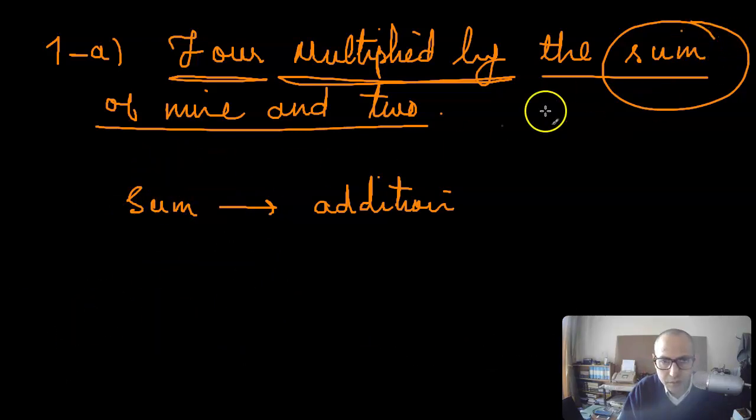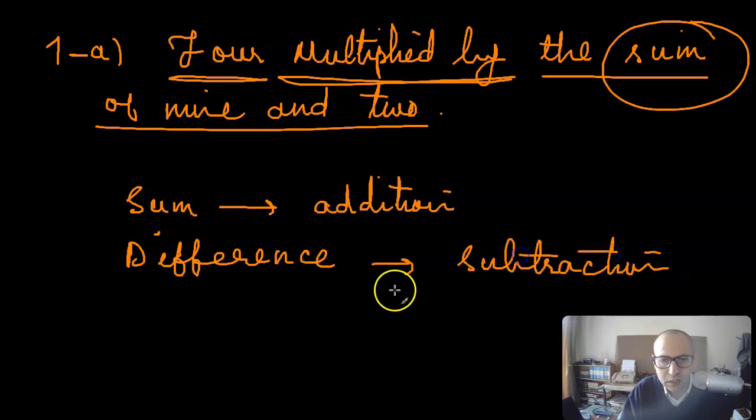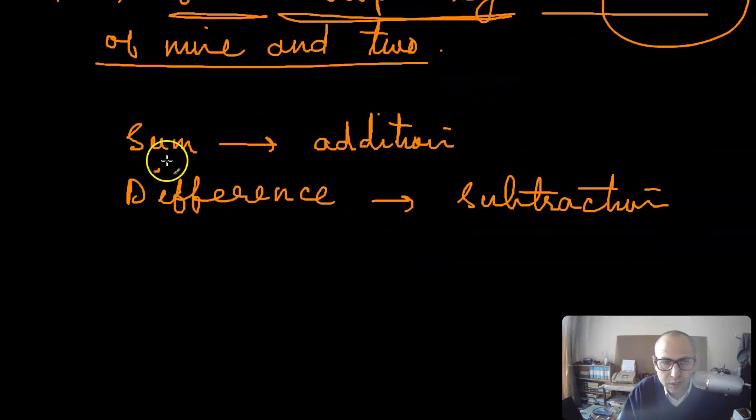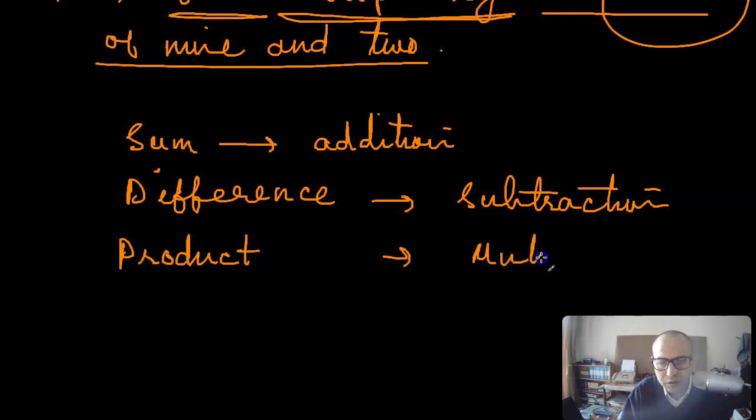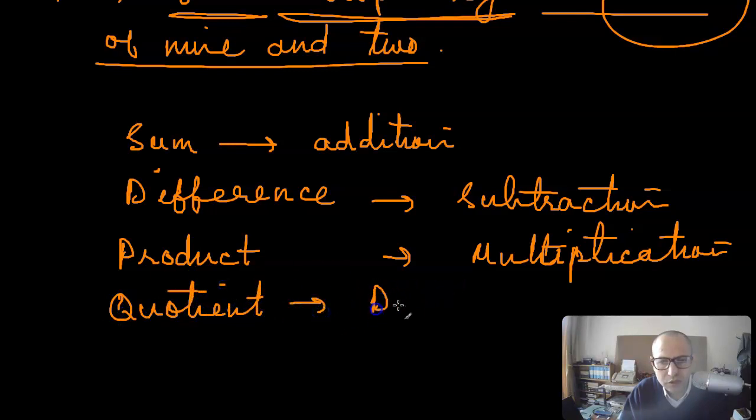Now when you say sum, that means addition. When you say difference, that means subtraction. These are the words that are used in algebra in this context. When you say the product, that means multiplication. When you say quotient, that means division.